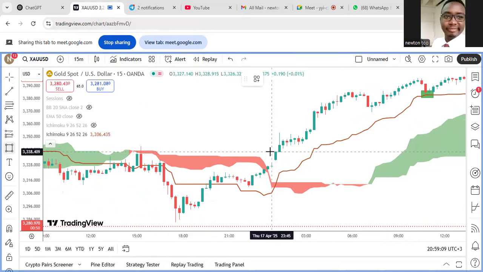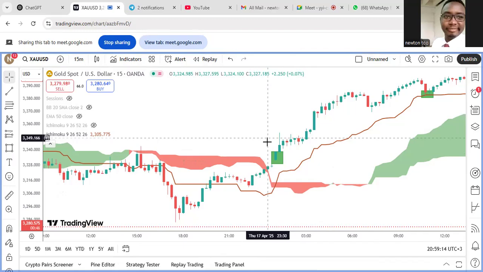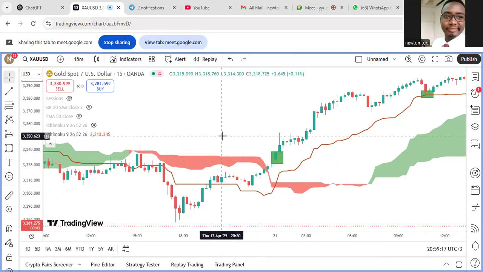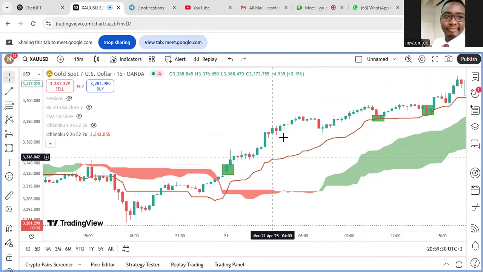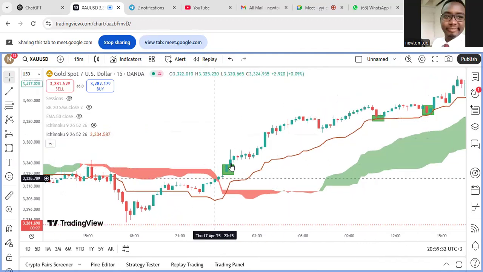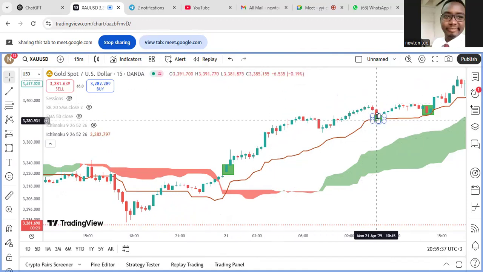So maybe unge consider hapo entry yako sema this one nime break cloud na iko above the baseline. Let me enter right now buy here. That one is a nice entry also. Then entry number two, entry number two is you can use the baseline, this one. So to mean when the price goes up above the cloud, then bounces off the baseline here, then that one also is an entry. It's kind of like an entry for you to enter.